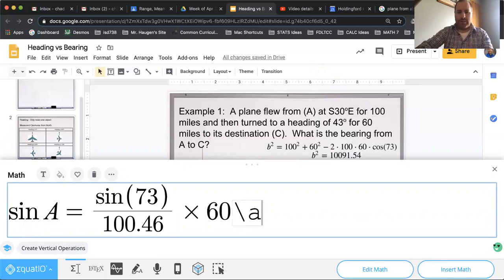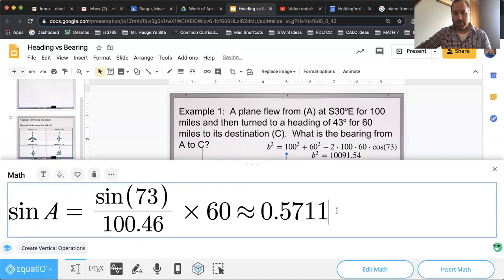And then let's grab our calculator, and I'm just going to type that whole thing in. Let's go sine 73 over 100.46 times 60. And yeah, we get about 0.5711. And we have that.